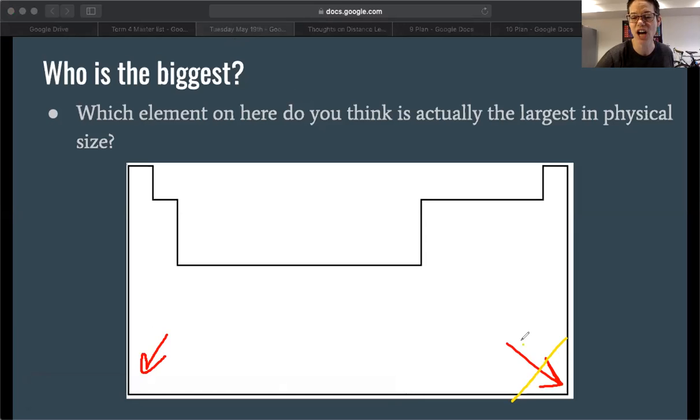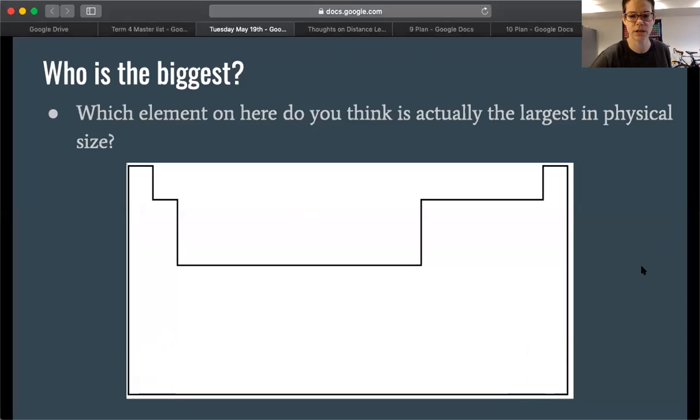But it is not. The biggest element is actually francium down here on the bottom left, which has a much smaller atomic number than oganesson, which is over here on the bottom right. So that's part of the reason why I want to go through these specific notes, because if we were just left to our own intuition, we would assume that the biggest element is the one with the biggest atomic number. And that is wrong. And we're going to explain why today.